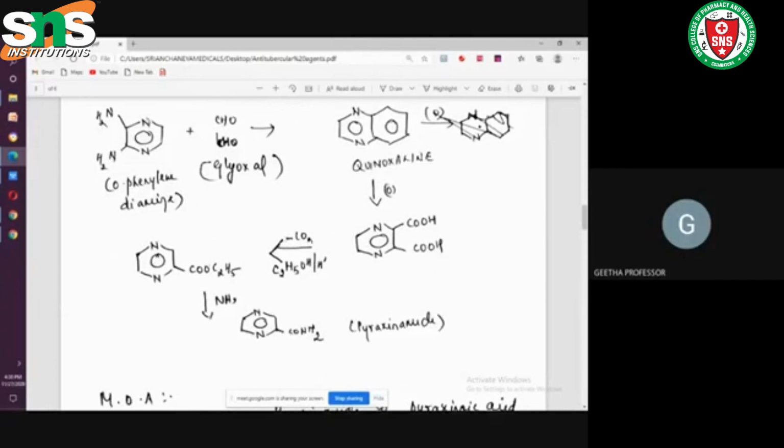We take orthophenylene diamine. This reacts with glyoxal, CHO CHO, and then there will be a ring closure. Glyoxal is formed from a dihydric alcohol, which on oxidation gives glyoxal. Then the glyoxal reacts with orthophenylene diamine.